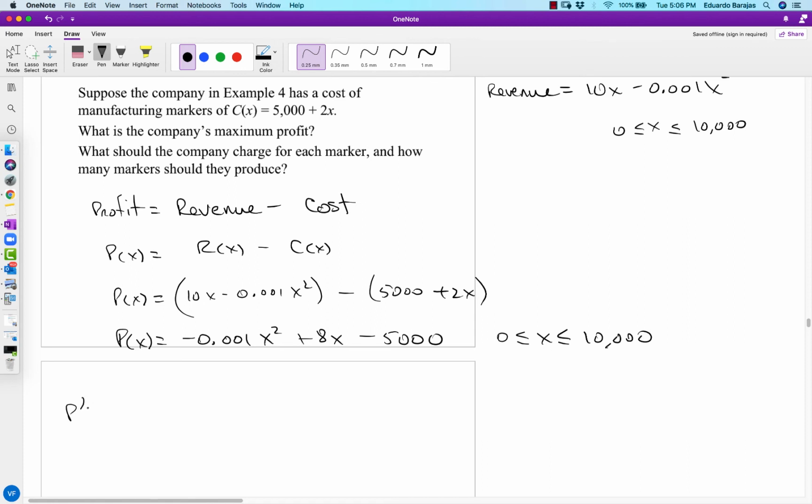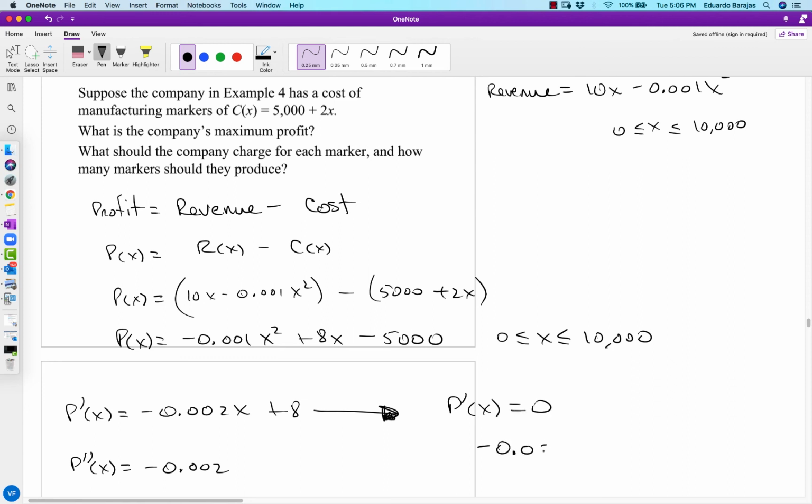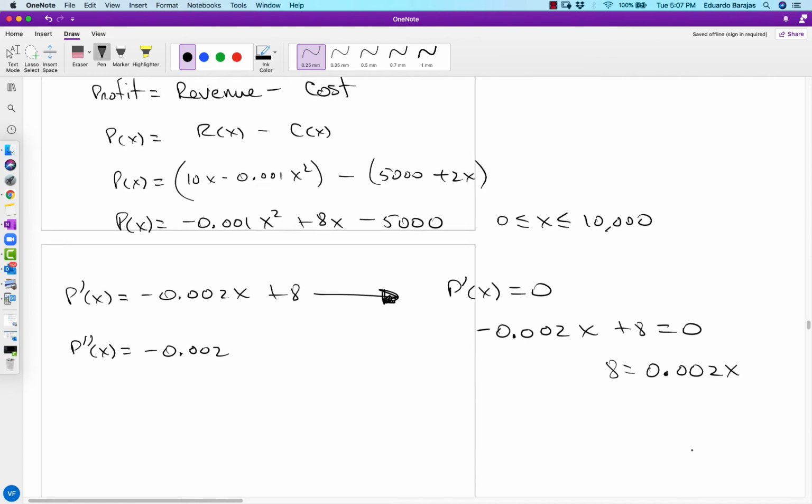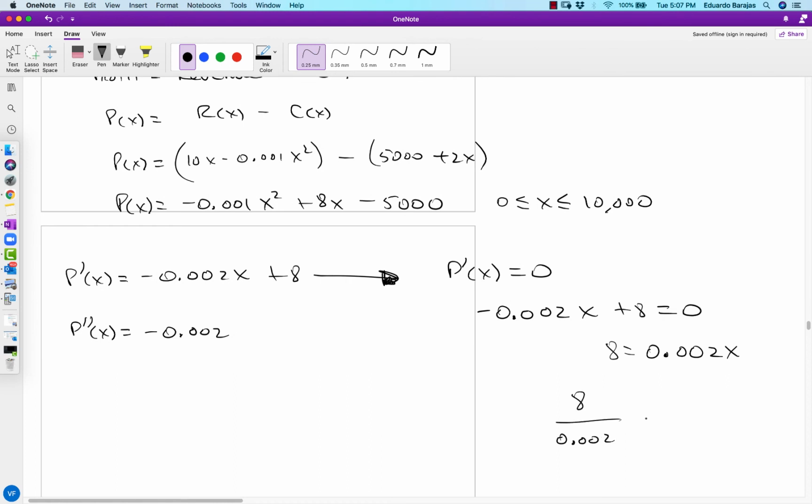So let's find derivatives. The first derivative of x is going to be equal to negative 0.002x plus 8. And the second derivative is going to be just negative 0.002. From the first derivative, we can find the partition points. So we can set that first derivative equal to 0, and we get negative 0.002x plus 8 must be 0, right? We solve for x: 8 must be equal to positive 0.002x. And so 8 divided by 0.002 must be equal to x. 8 divided by 0.002 is equal to 4,000. 4,000 equals x.